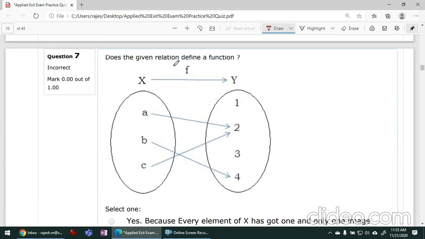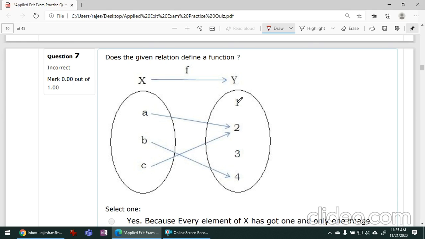Question number 7: does the given relation define a function? You can see that you have images for A, B and C. A goes to 2, B goes to 4 and C goes to 2. So all the elements here have images and nobody has two images. So this is a function. This picture shows a function.